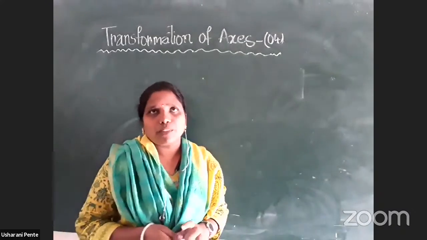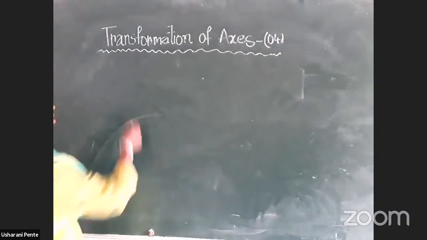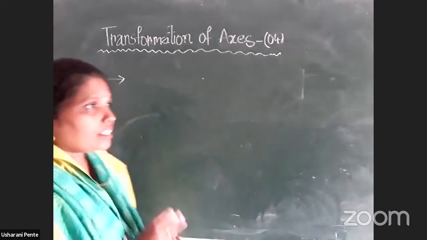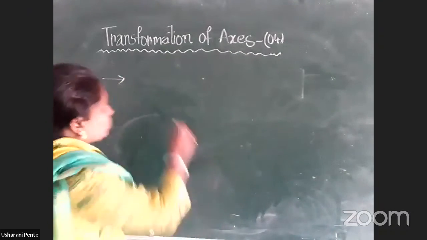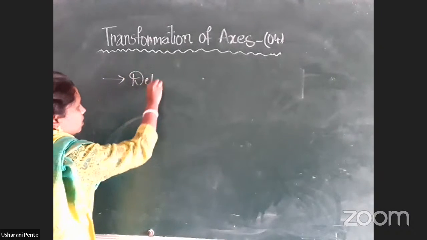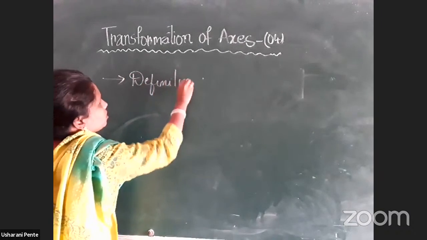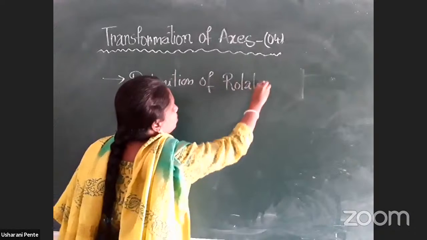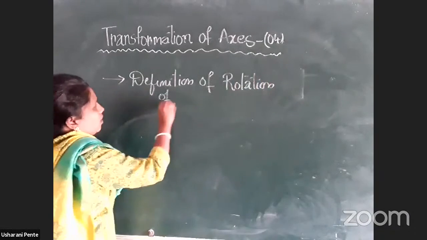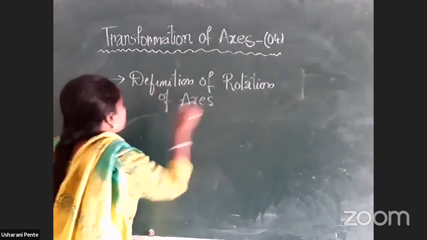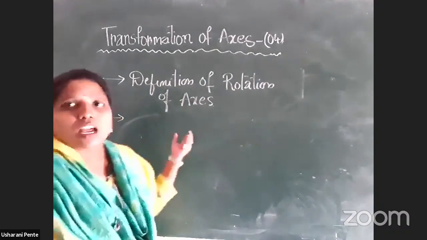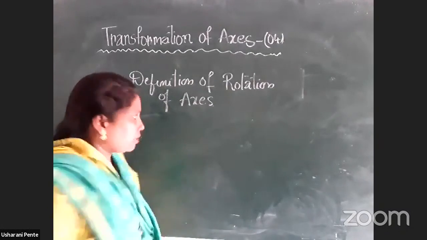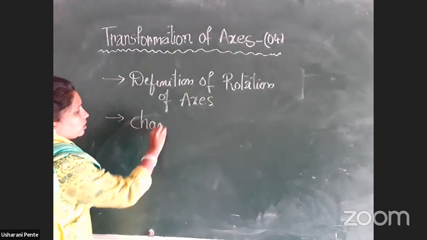What we have discussed in the previous class is the definition of rotation of axis. Next, we discussed how the coordinates change when rotation of axis takes place, that is, the change in the coordinates.